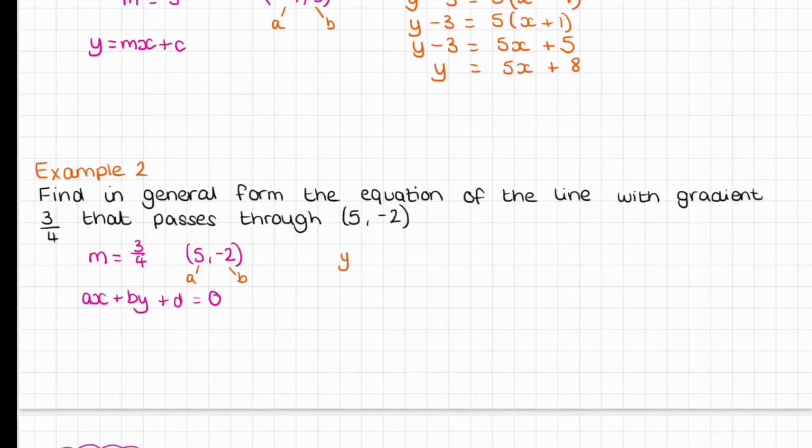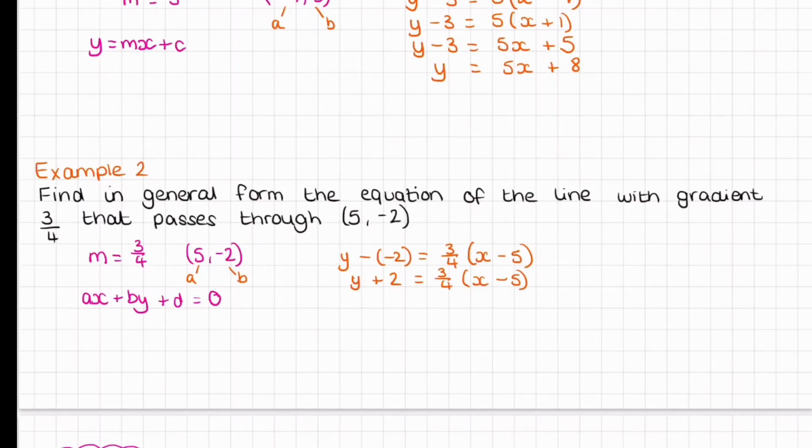So we're going to have y minus the y value, so y minus -2 equals 3/4, brackets x minus the a value, so x minus 5. Tidy this up, so we're going to have y plus 2 equals 3/4 times x minus 5.